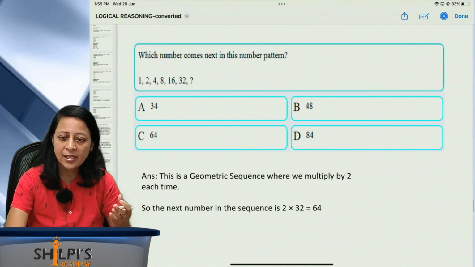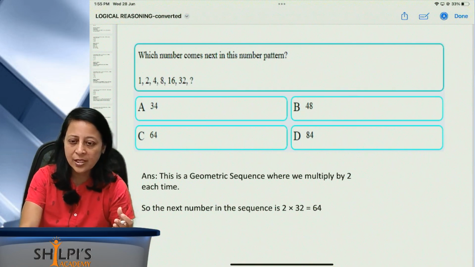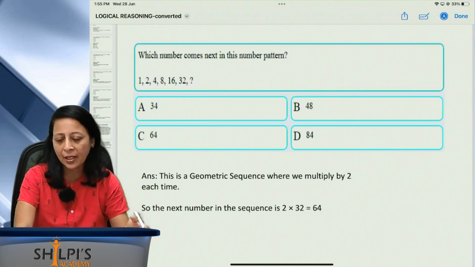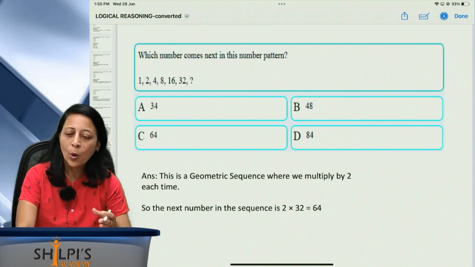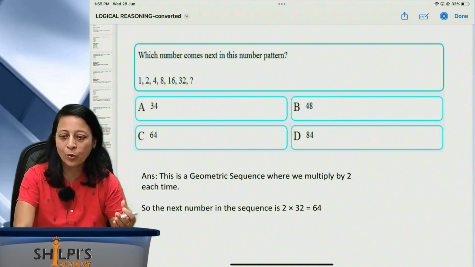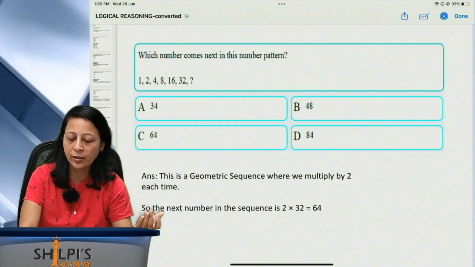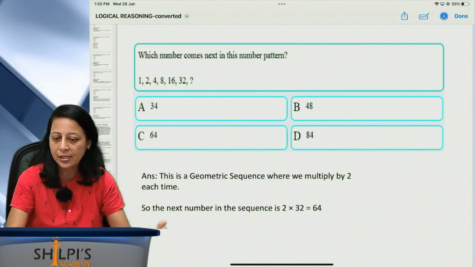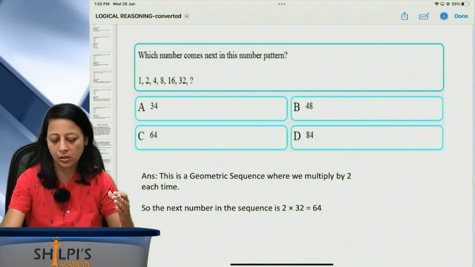Which number comes next in this number pattern? 1, 2, 4, 8, 16, 32. What could be the next number? Again it is also the multiple of 2. 1 into 2 is 2, 2 into 2 is 4, 4 twos are 8, 8 twos are 16, 16 twos are 32, 32 into 2 should be 64. So the answer will be C for this.